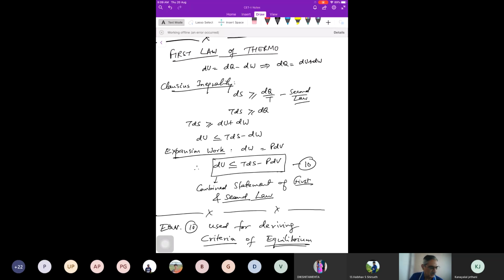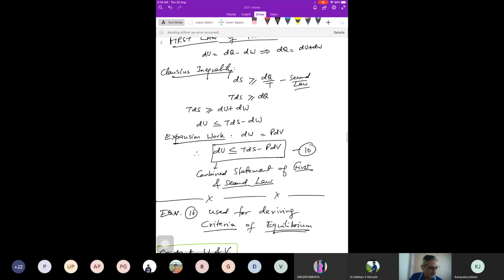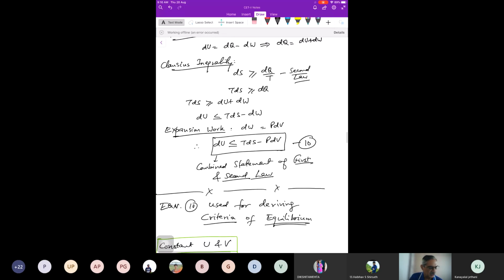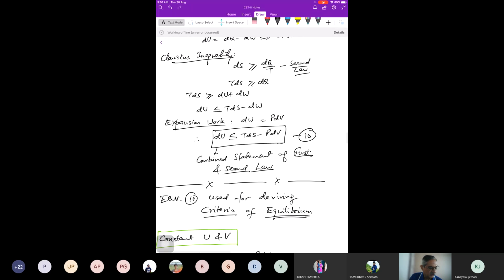So if you substitute in the first equation, what you'll get is TdS is greater than or equal to dU plus dW. Or if you take it on the other side, dU is less than or equal to TdS minus dW. And we consider only expansion work. So dW is equal to PdV. Therefore dU is less than or equal to TdS minus PdV. So equation 10 is a combined statement of the first and second law of thermodynamics.